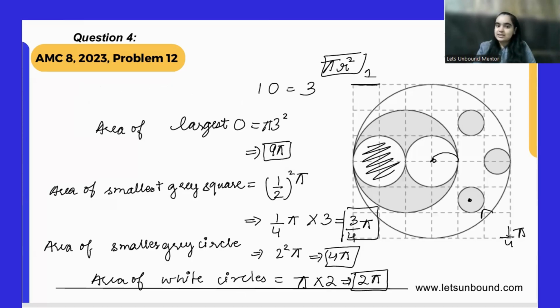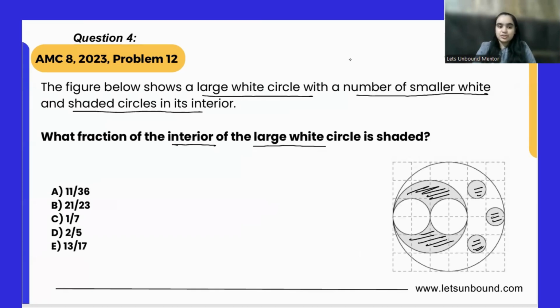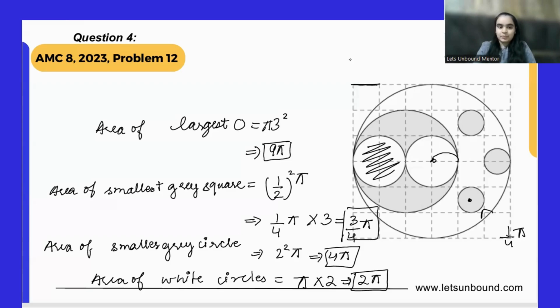The area of the largest circle, the smallest gray circles, the white ones and the gray one, all the areas we have now, right? Now, if we go back, the question was, what is the fraction of the interior of the large circle which is shaded? Okay. So we know that the shaded part is going to be these 3 tiny circles, 1, 2, 3. That is actually 3/4 pi, correct? Plus the area of this gray part.